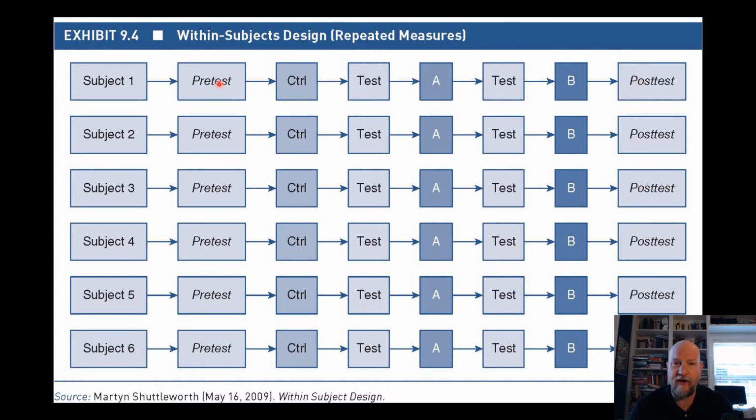These tests along here, the pre-test, the test A, test B, and the post-test here, may all be the exact same measurement tool. You might be giving them the same questionnaire or checking the same vital sign or whatever in your study. But as you can see, each individual subject receives all levels of the independent variable.